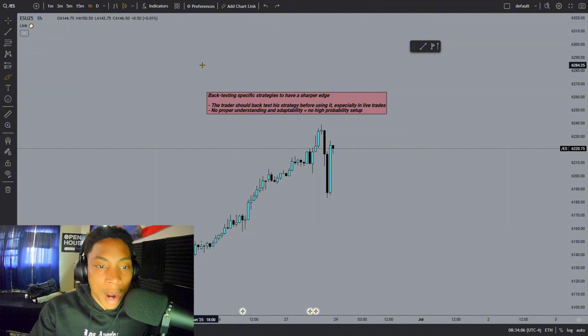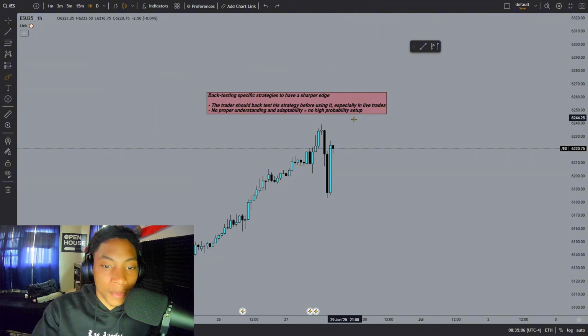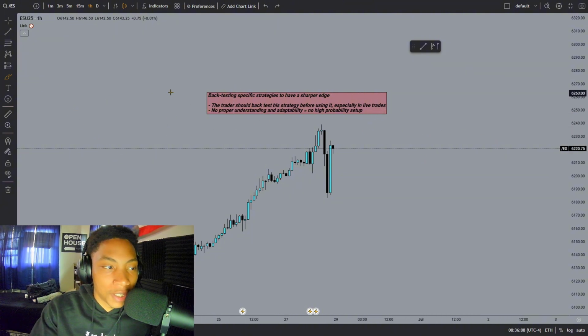In order to take high probability setups consistently, you need to understand your strategy and how you're using it in the market, which means backtesting specific strategies to have a sharper edge. If you guys have a strategy that you picked up somewhere and you're using it without backtesting it or seeing if it actually works, then you're putting yourself at risk just trusting someone else. And this is why I always say to do your own research. No matter what it is, you guys need to make sure that whatever you're using is probable and works for you. Because what works for someone else might not work for you, especially if you're not backtesting it or using it in the way that that person is.